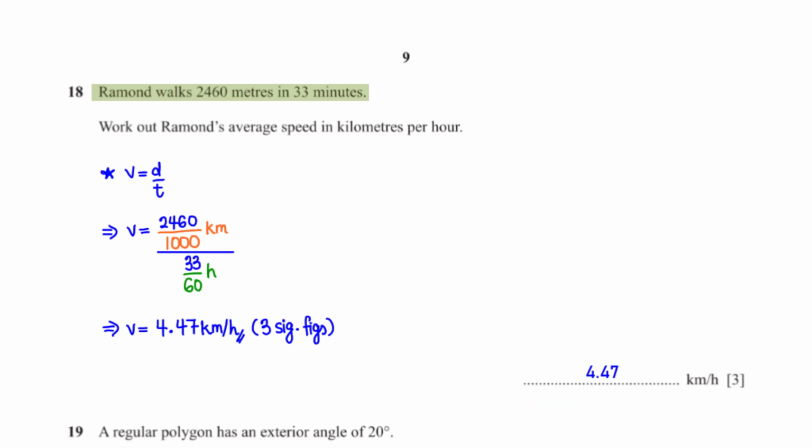Raymond walks 2,460 meters in 33 minutes. Work out Raymond's average speed in kilometers per hour.